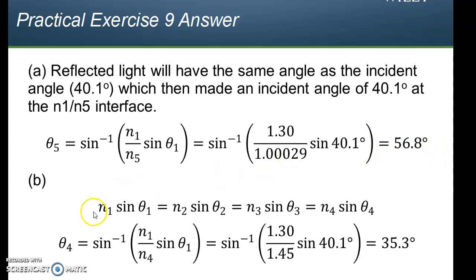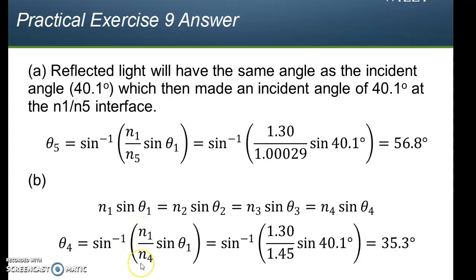The next one, you have several different equations. You have N1 sine theta 1 has to equal N2 sine theta 2 equals N3 sine theta 3 equals N4 sine theta 4, right? The angles of refraction and the index of refraction make this the way it needs to be. So in order to get this one right here, since we know the initial angle up here, theta 4 is just going to be the inverse sine of N1.